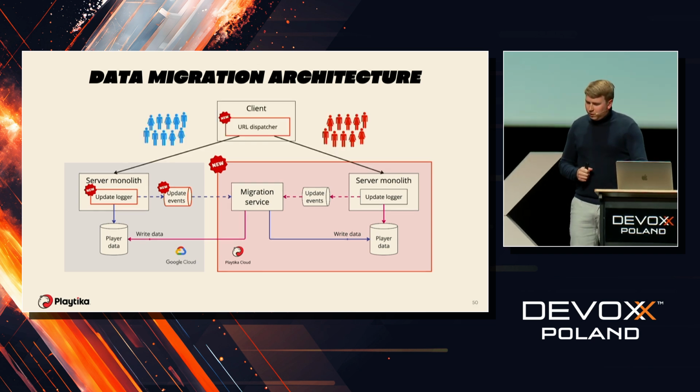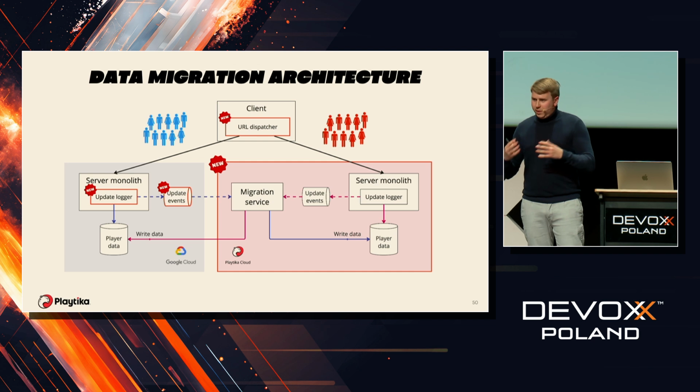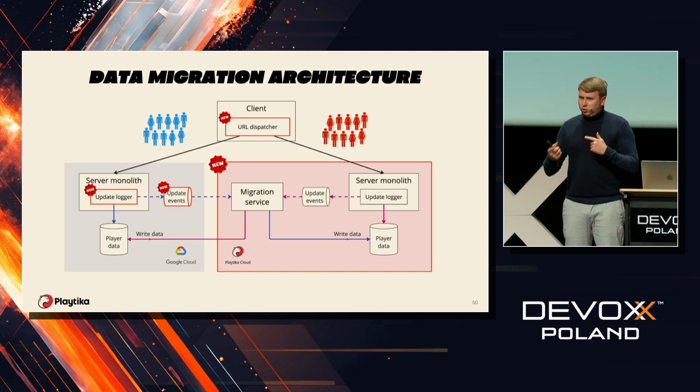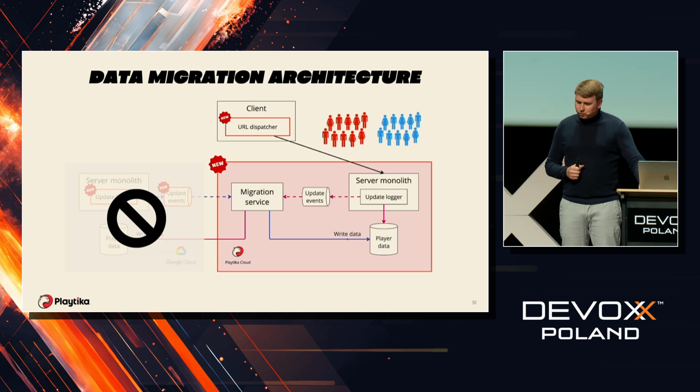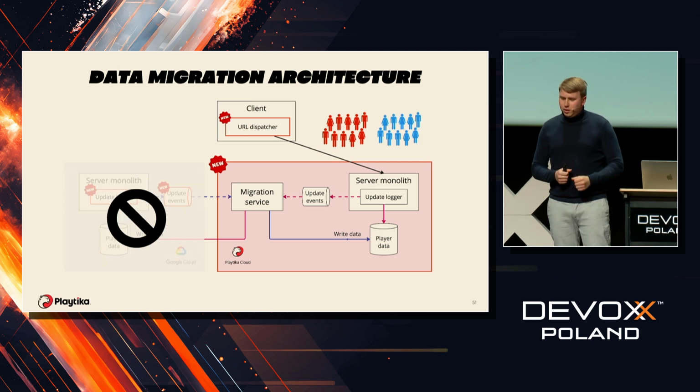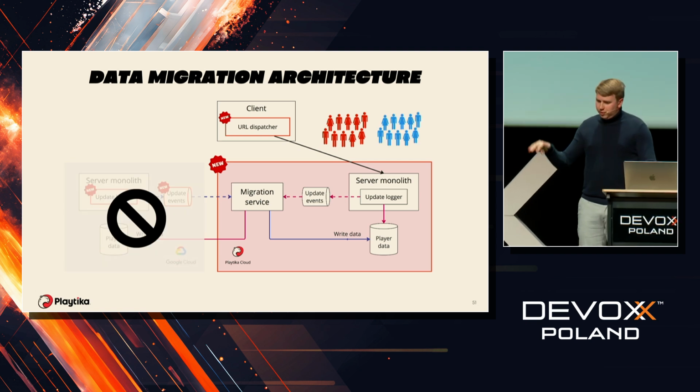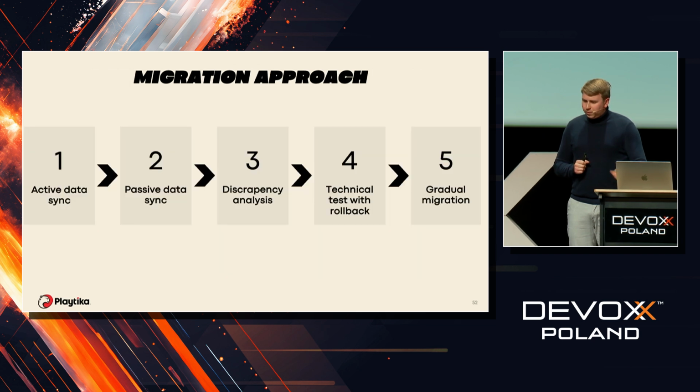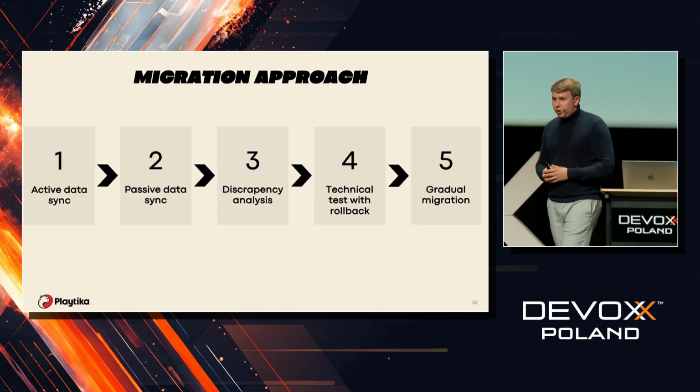Then we created a URL dispatcher on the client, which we can control, and we can switch population by population, and finally turn off the Google Cloud infrastructure, migrating all users to the Playtika Cloud. So that was the migration approach.